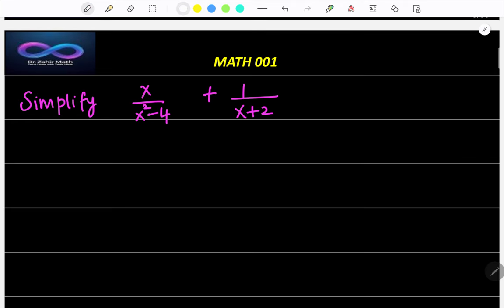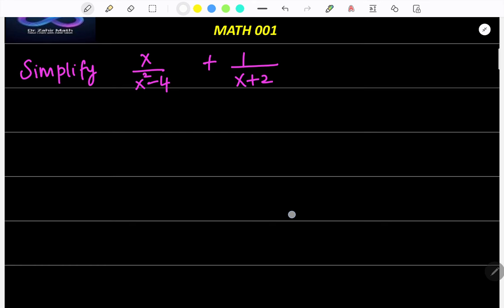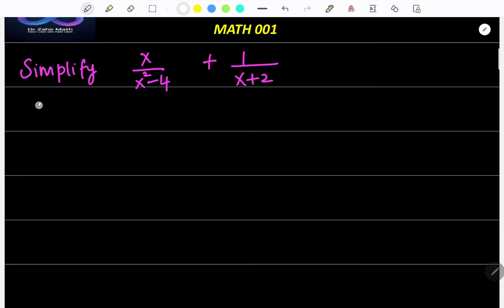Simplify x divided by x square minus 4 plus 1 divided by x plus 2. Go to the calculator, mode 5, 3.